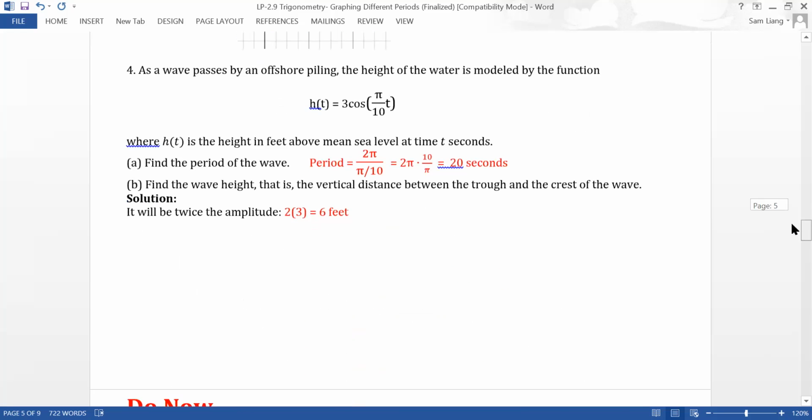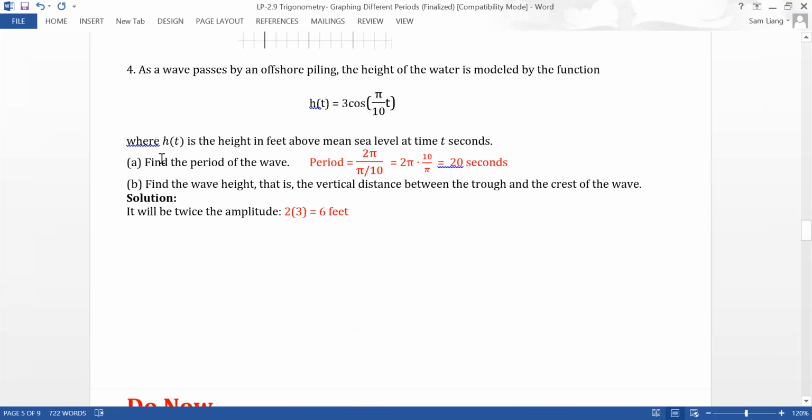All right. Fourth question was a word problem. As a wave passes by an offshore piling, the height of the water is modeled by the function h of t equals 3 cosine pi over 10 t, where h of t is the height in feet above mean sea level at time t seconds. So the dependent variable is height in feet above mean sea level, and time t, the independent variable, is in seconds.